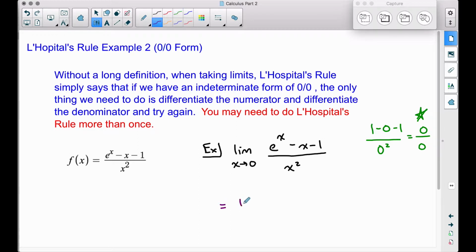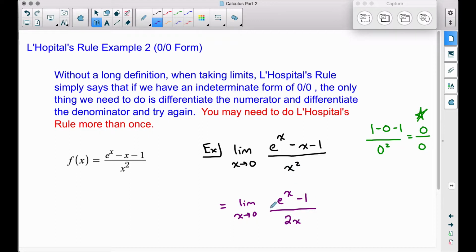L'Hopital's rule simply states the following. We can take the derivative of the top and the derivative of the bottom, and we can try plugging in 0 again. We do not use the quotient rule. We take the derivative of the top. The derivative of e to the x is e to the x. The derivative of negative x is negative 1, and the derivative of negative 1 is 0. So that's the derivative of our numerator.